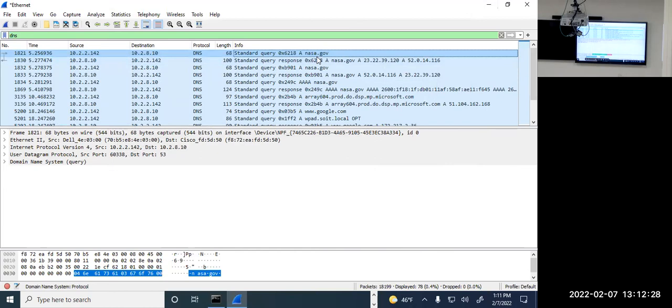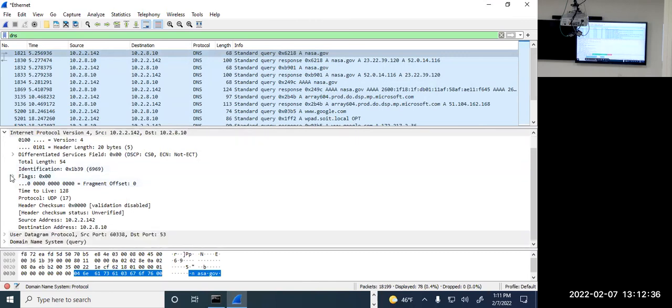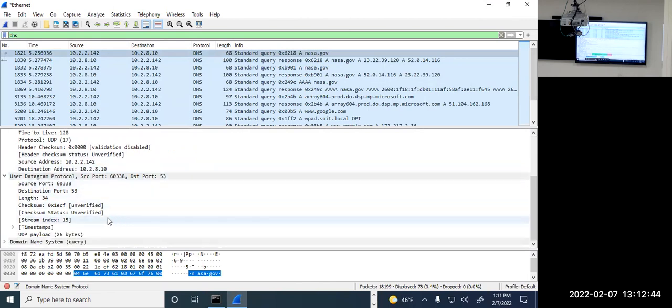So see, I query it here. I can click it here. That is my IP address. That is the IP address of the DNS server. And in this case, you have the port here, port 53. That means you have the DNS query here.